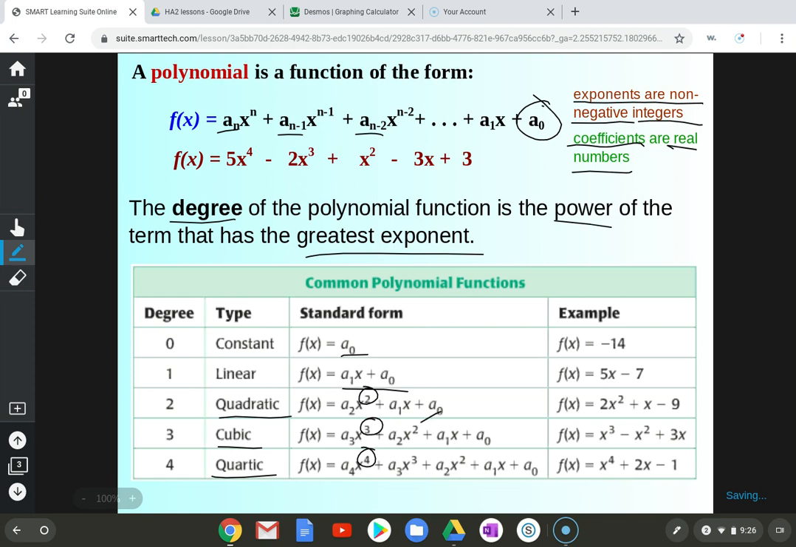We don't have to have all of these terms. For example, I could have a quartic function, an x to the fourth, with no other terms, and it would still be quartic. As long as you have number times x to the fourth, then your degree is 4. And because of that, it is still quartic even if there are no other terms. So for our example, we have x to the fourth plus 2x minus 1. There's no x cubed term, there's no x squared term, and that's okay. That's still a quartic function.